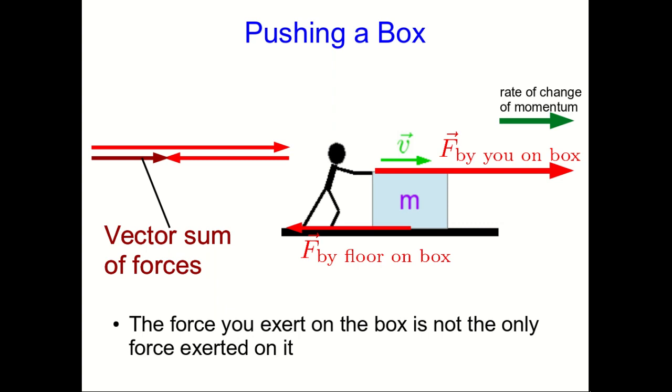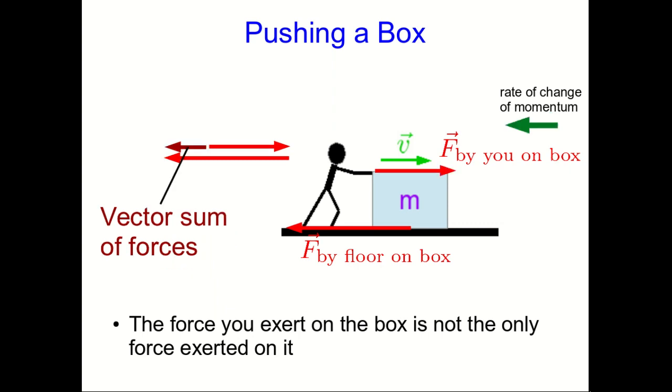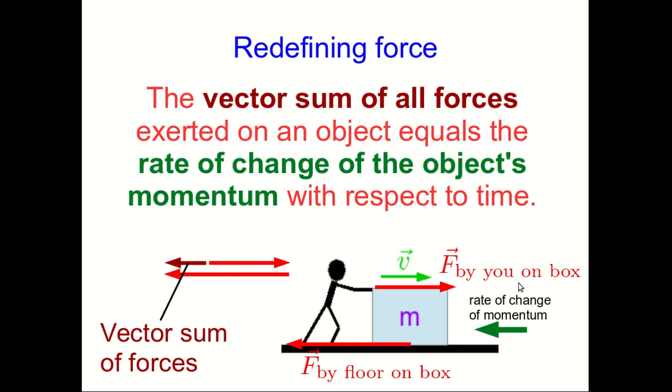Or, of course, you could push less hard. Now the box will slow down, and the vector sum of forces points back. What this shows us is that our definition of force as the rate of change of the object's momentum isn't quite good enough. It's fine when we have a situation where there's only one force acting on the object that matters. But as soon as there's more than one, we need the vector sum of the forces, not just one force.